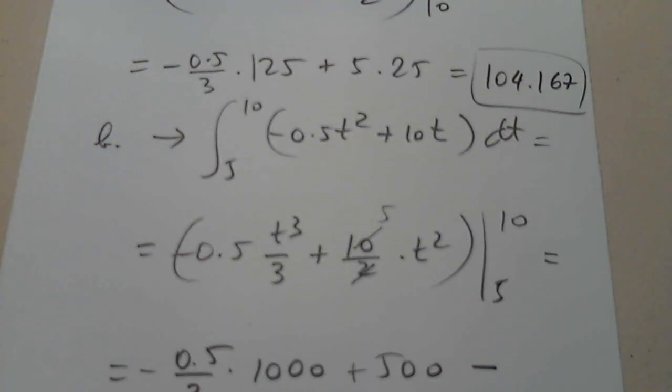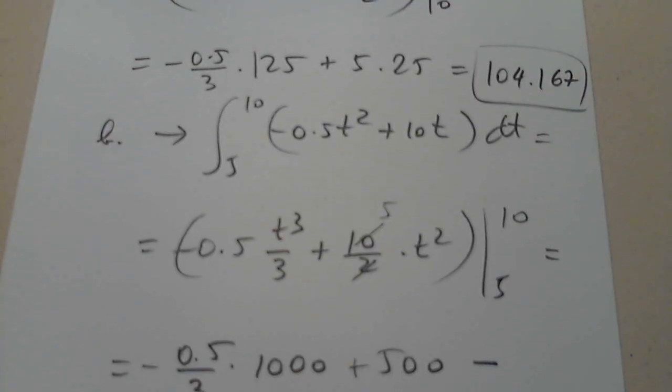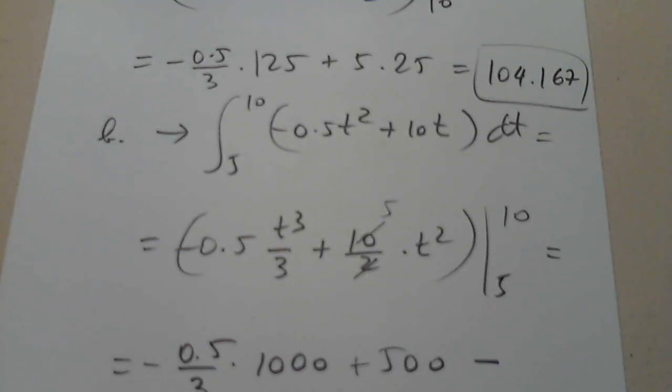The second piece is negative 0.5 divided by 3 multiplied by 1,000, and then plus 500, and subtract the previous answer, this one. So I got 229.167. Of course, you can check with Math 9.